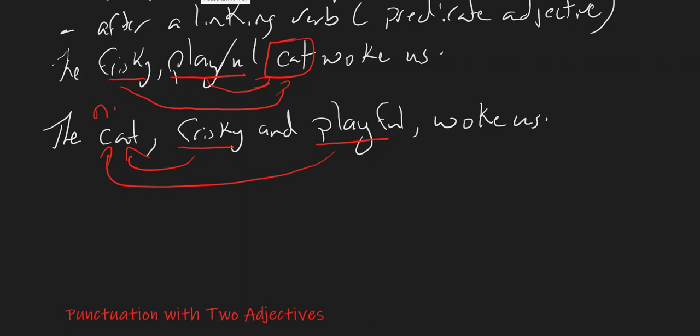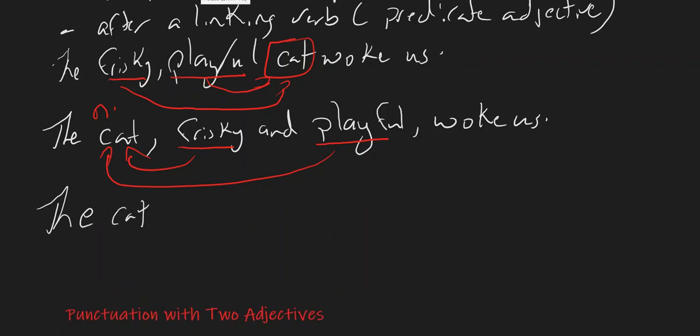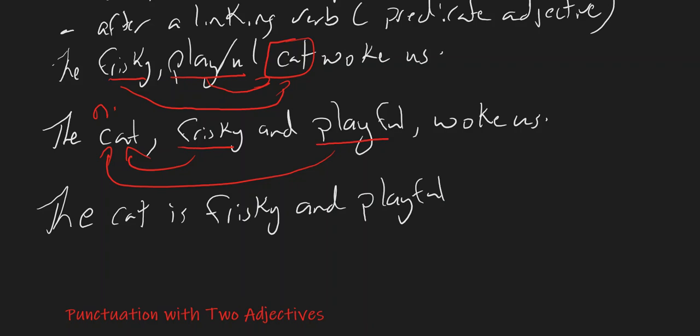In the third example, you might have the adjectives following the linking verb modifying the subject. In this example, the cat is frisky and playful. So frisky and playful follow a linking verb and modify the subject of the sentence. Therefore, the adjectives follow the linking verb in this case.